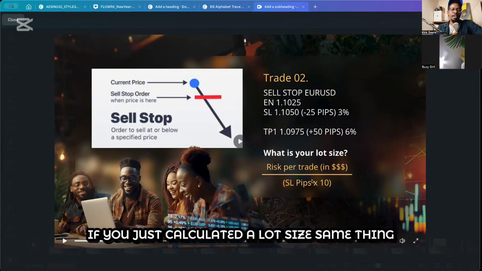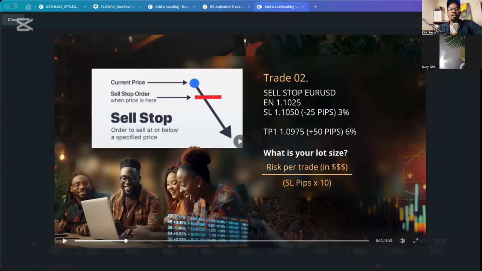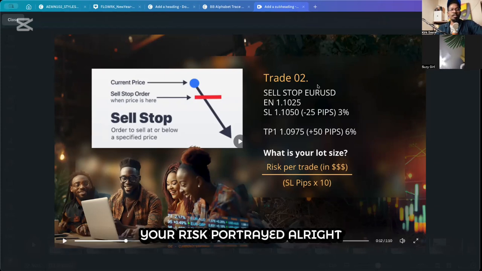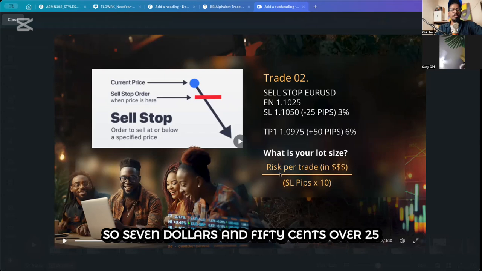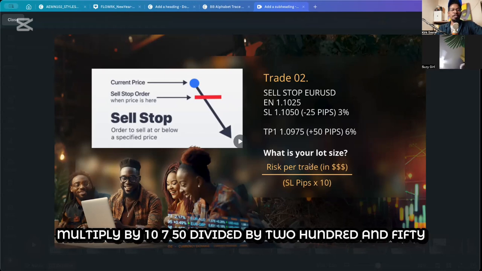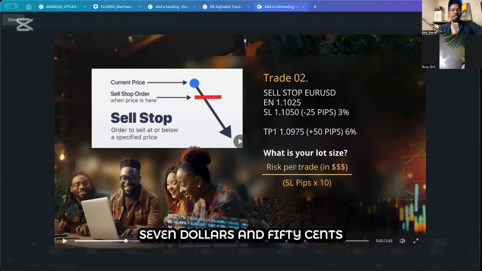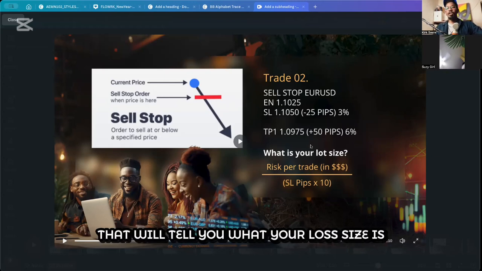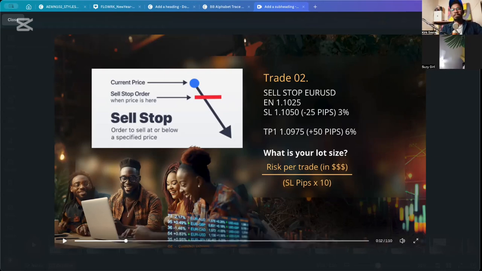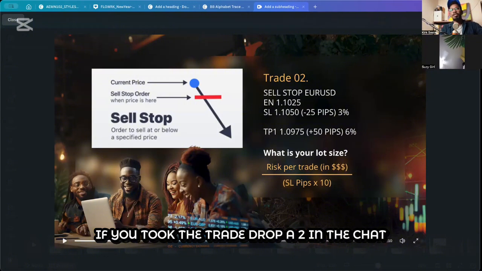If you're just calculating the lot size, same thing. Your risk per trade, we have $250. Our risk is 3%, which is $7.50. So $7.50 over 25 multiplied by 10, 750 divided by 250. That will tell you what your lot size is. If you took the trade, drop a 2 in the chat.